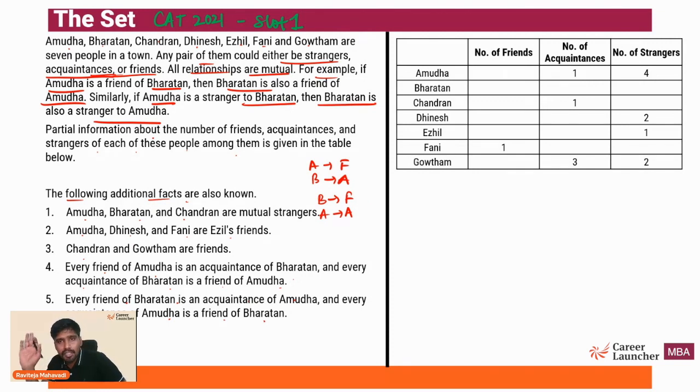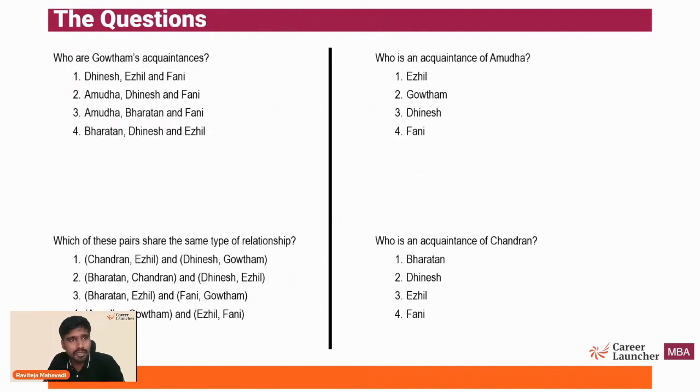And then there is a beautiful little table given in which there are some number of friends given, some number of acquaintances given, and number of strangers that are given, but the table is incomplete. This is missing data. Let us take a look at what are the questions. The questions are definite fixed answer questions. Who are Gautam's acquaintances? We need a definite answer. Which of these pairs are the same type of relationship? Definite answer needed. Who is an acquaintance of A? Definite answer needed. Who is an acquaintance of C? Again, a definite answer is needed.